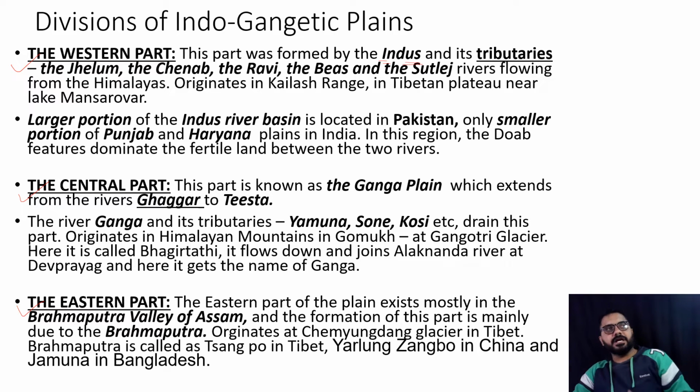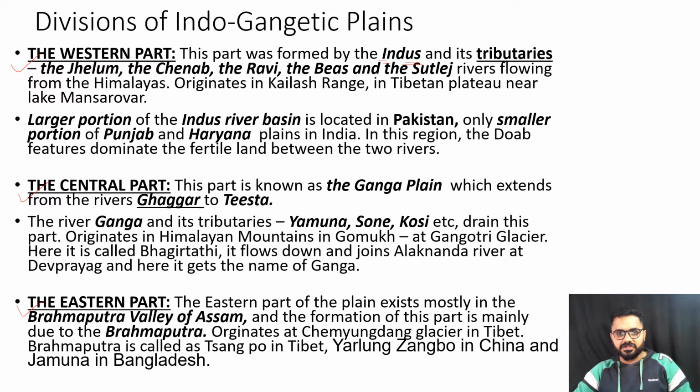So the western part of the Indo-Gangetic Plain is covered with the flow of the Indus along with its tributaries, which include the Jhelum, Chenab, Ravi, Beas, and Satluj. These rivers are flowing from the Himalayas. Now, if we talk about the origin of the western part, where is the Indus River originating? The Indus River originates in the Kailash range in the Tibetan Plateau near Lake Mansarovar. This is very important, so you might want to note it.